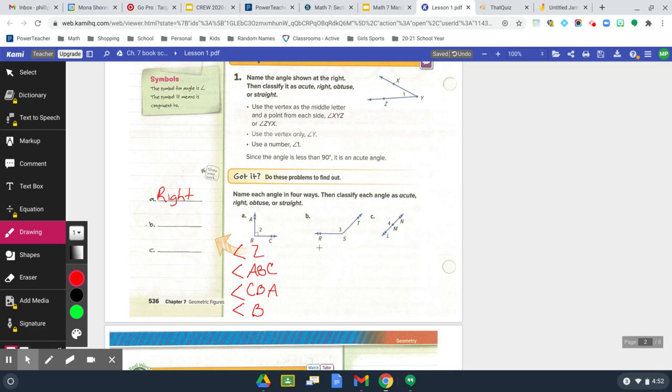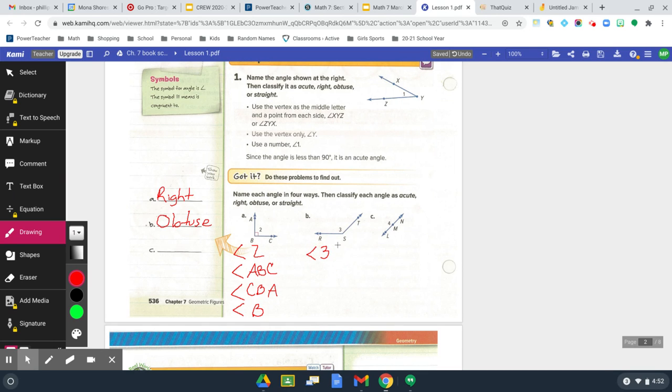We're going to do the same thing for letter B. Now this one is definitely not a right angle. This is greater than 90 degrees. So in letter B, we have an obtuse angle. And so now again, let's think about the 4 ways we can name this angle. So we can go with the number in the corner of that angle. This can be called angle 3.